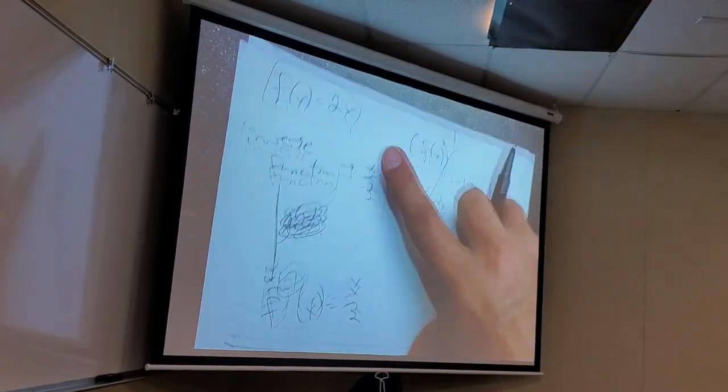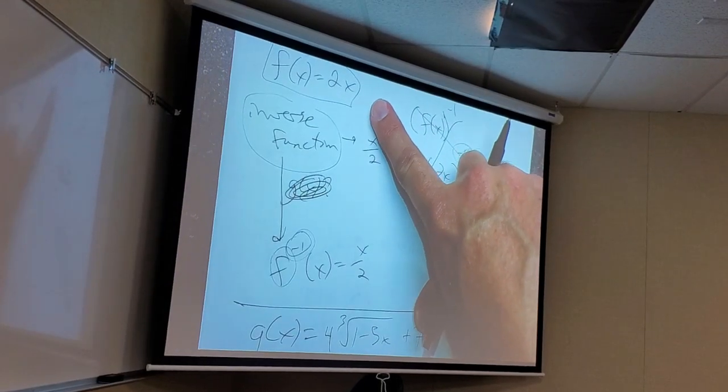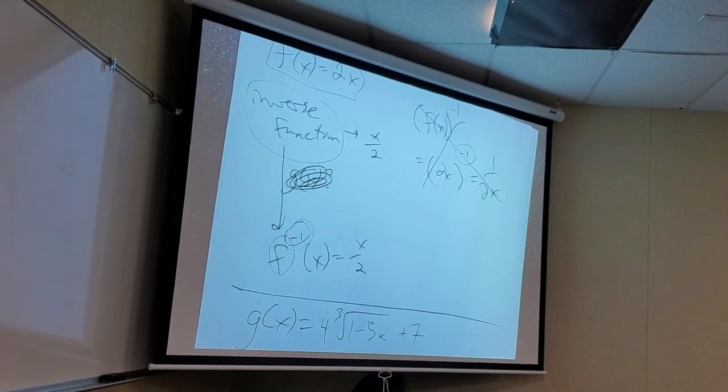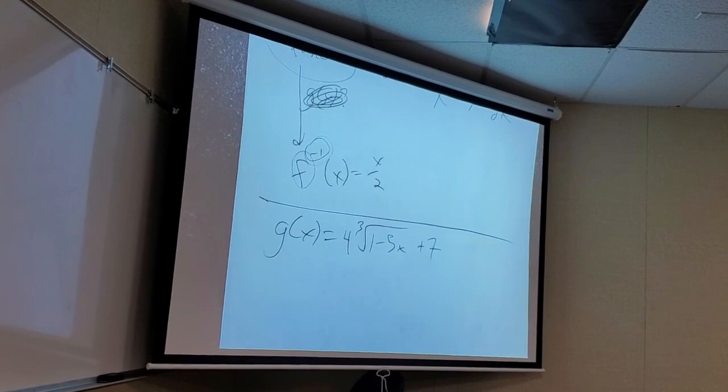Can you do the same thing we did up here? What did we do here? We just said, okay, the opposite of doubling is cutting in half. Yay. Okay. Is there a little more going on now?